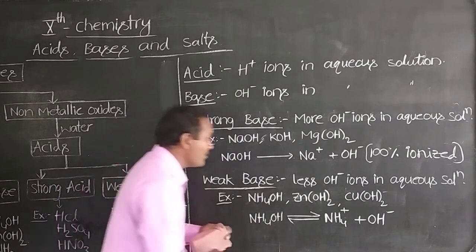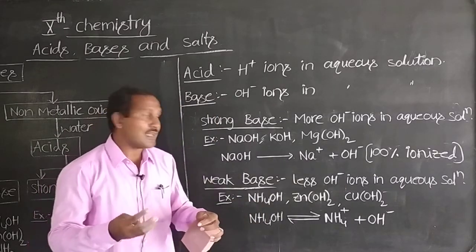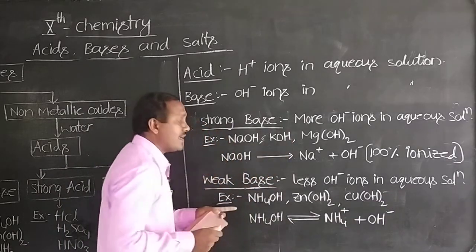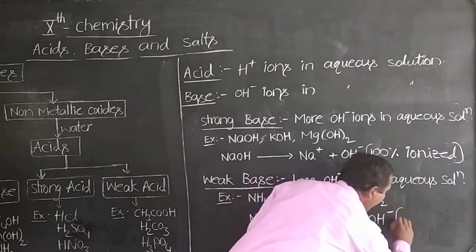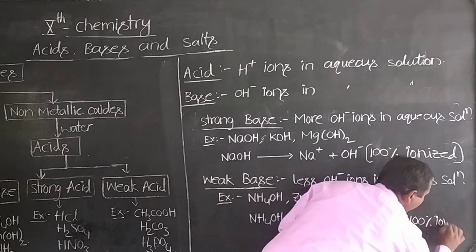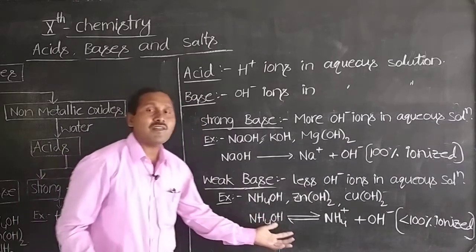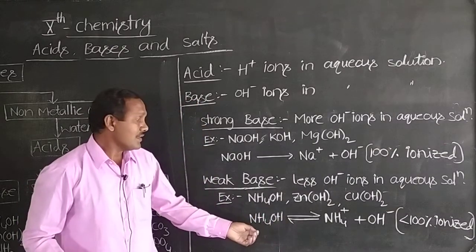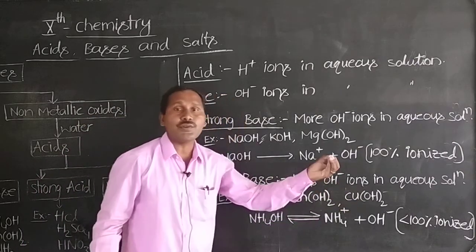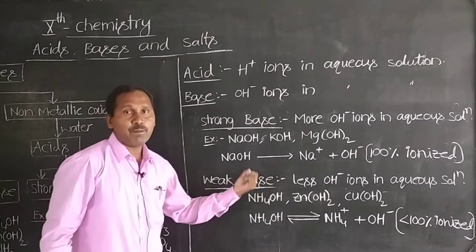Ammonium hydroxide, when it is taken in a test tube, is actually incompletely ionized, because in this reaction both a forward reaction and a backward reaction take place. So it is less than 100% ionized, which means it does not fully dissolve in water. In this connection you can understand that fewer OH minus ions are produced in aqueous solution. So this is called a weak base.